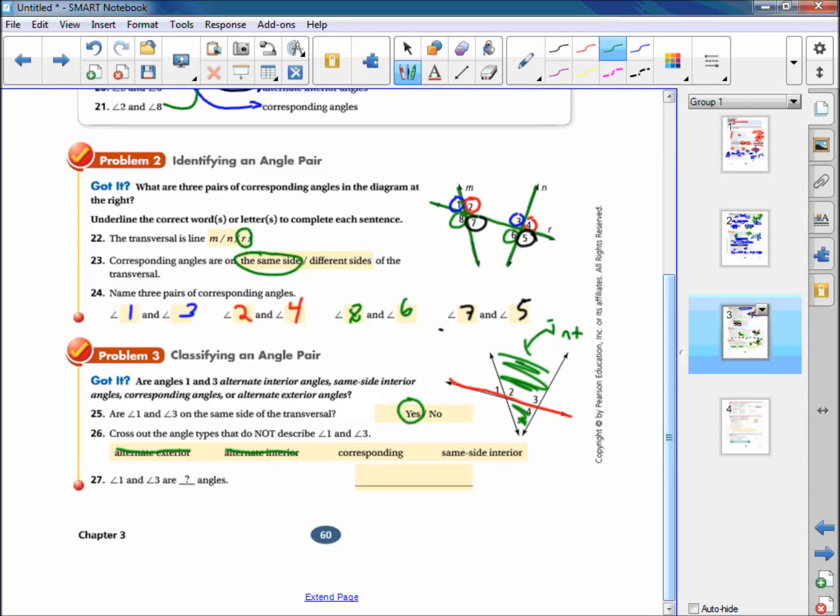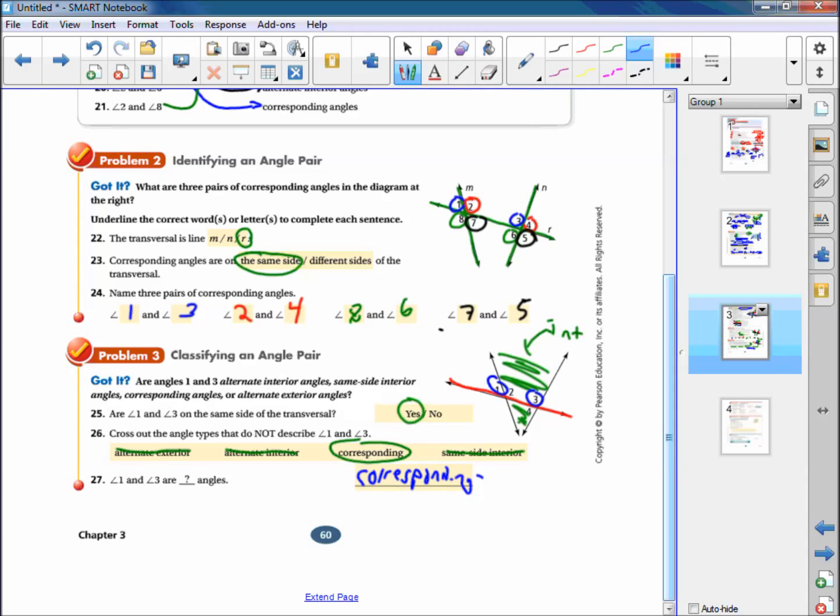Corresponding, this is good. And same side interior is bad. Same side interior is bad because they're not both in the interior. We're talking about angles 1 and 3, and one's outside and one's inside. So they're going to be corresponding. Angles 1 and 3 are both in the top left. So these are our corresponding angles.